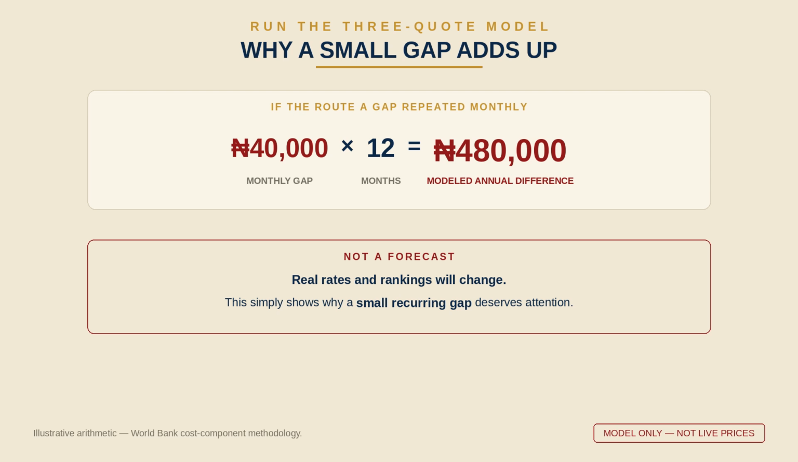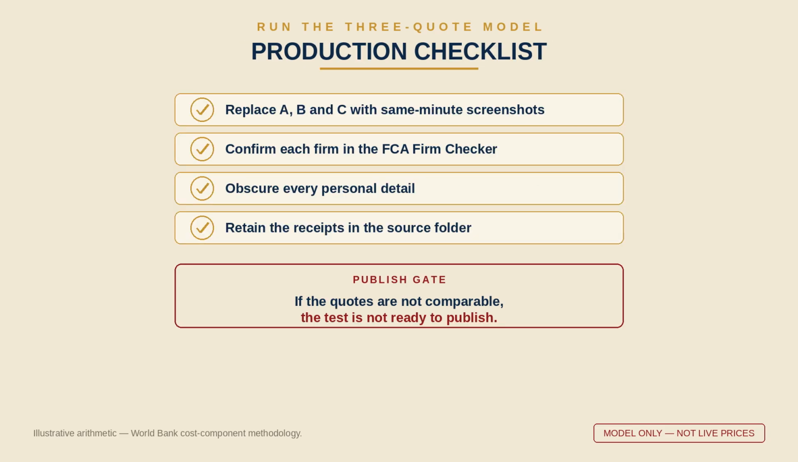Now add frequency. If the exact 40,000 naira gap repeated once a month for 12 months, the modeled annual difference would be 480,000 naira. Real rates and rankings will change, so do not present that annualized figure as a forecast. It simply shows why a small recurring gap deserves attention. A strong production version should replace A, B, and C with same-minute screenshots, confirm each firm in the FCA Firm Checker, obscure every personal detail, and retain the receipts in the source folder. If the quotes are not comparable, the test is not ready to publish.